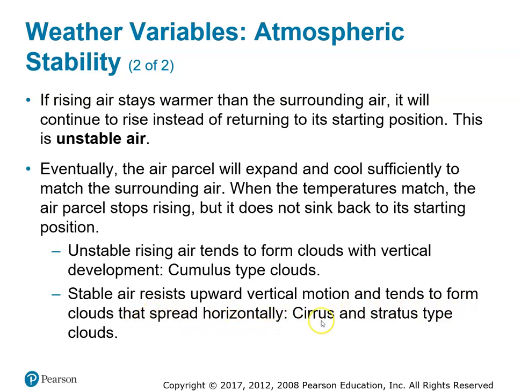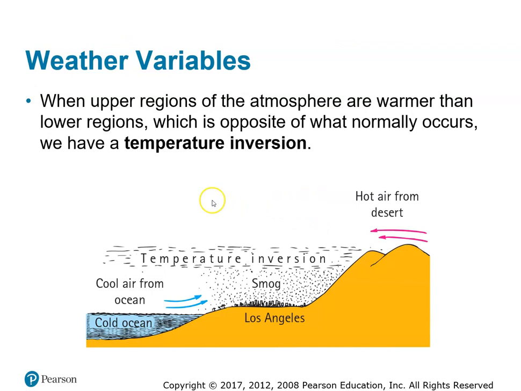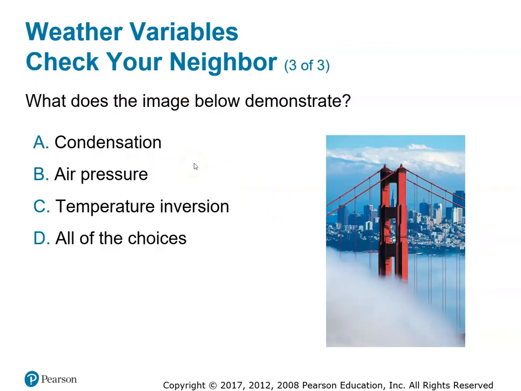These are called cirrus clouds. So cumulus clouds form with unstable air, and cirrus or stratus clouds tend to form when you have stable air. So it's about being able to identify the cumulus clouds, the cirrus clouds, and the stratus clouds. For that, sometimes it's just better to look at pictures, which we don't have yet. I think they're coming up.